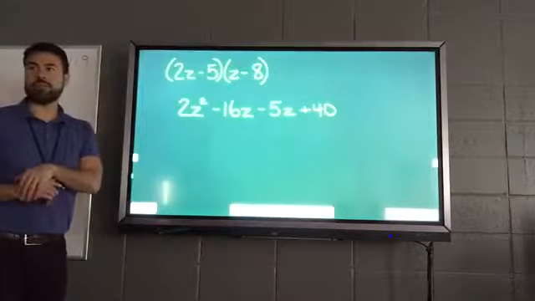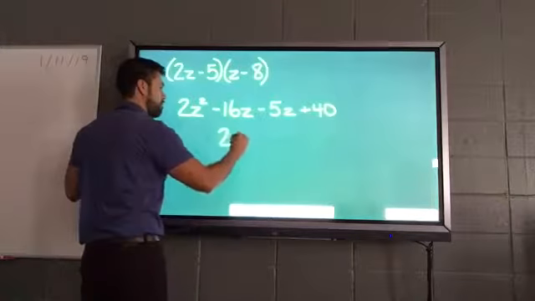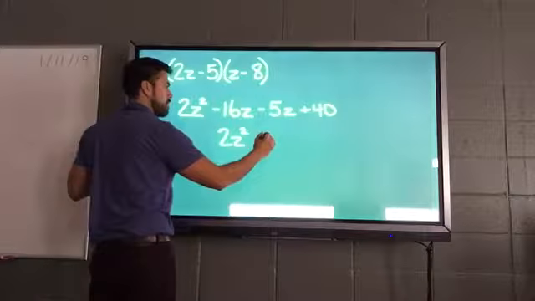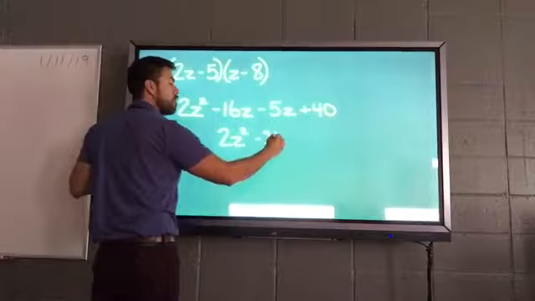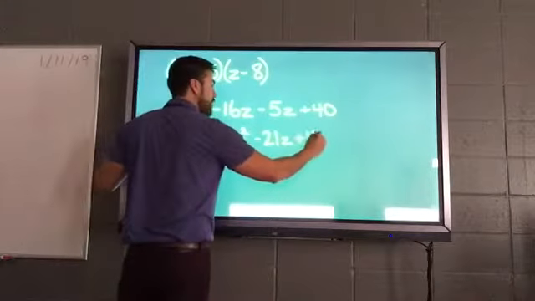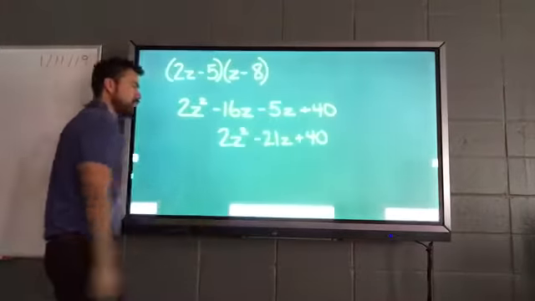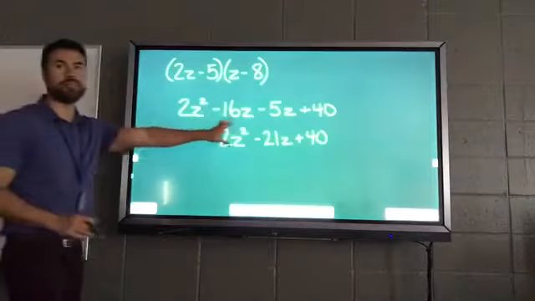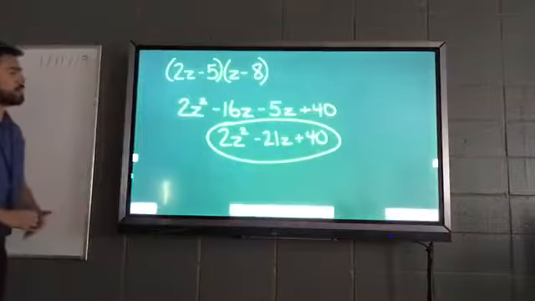Again, that pattern shows you get 4 terms, and then you can add like terms. Your final answer will be what, Josh? I got 2z squared minus 11. Is it 11? I think it's negative 21z, plus 40. Yeah, because you had negative 16 plus negative 5. That gives you negative 21z, and then plus 40. Anything else I can combine? No. Okay, that's it.